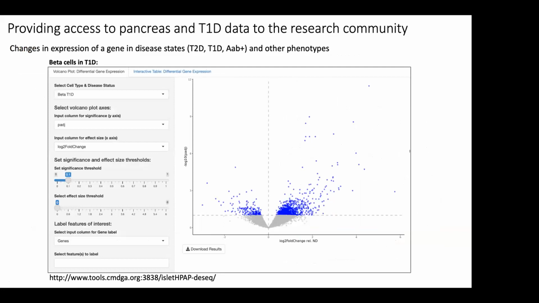The second thing we did was to create browsers for differential expression, right? I talked a lot about differentially expressed genes using NPOD data. This is the same thing, but instead using HPAP data, where you can look for cell types of interest, disease states, type 1 diabetes, type 2 diabetes, autoantibody positive individuals, and then look at the genes that have changes in expression in each of those states and given cell type, as well as search for specific genes of interest. If you want to know whether your favorite gene is differentially expressed in beta cells in type 1 diabetes, this allows you to look up that information.